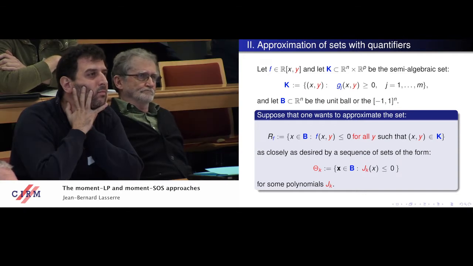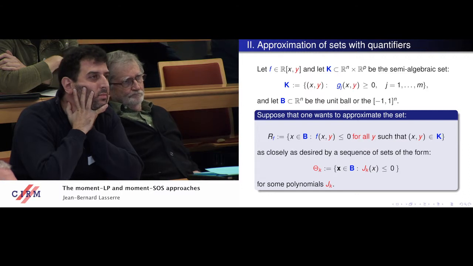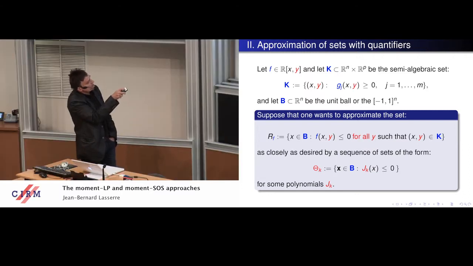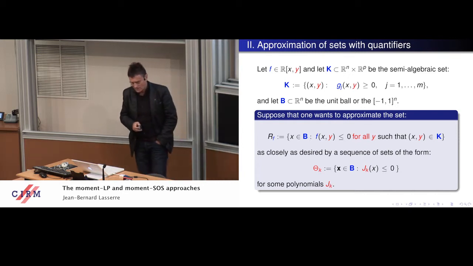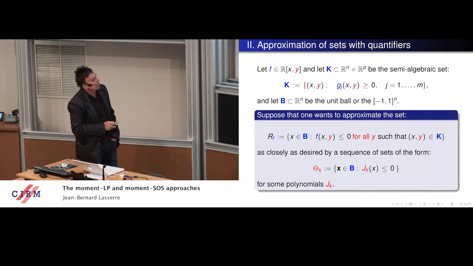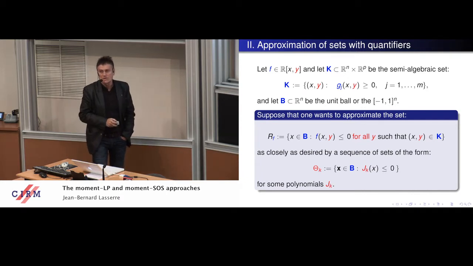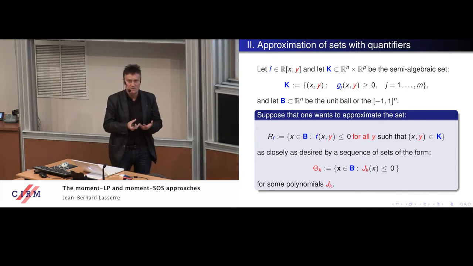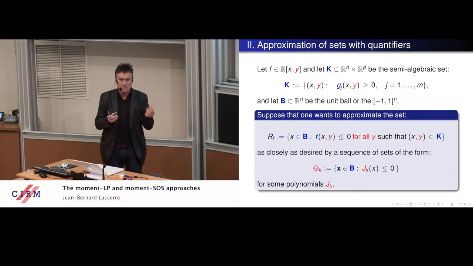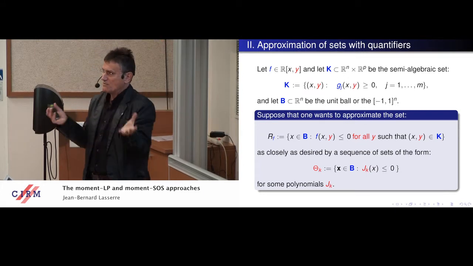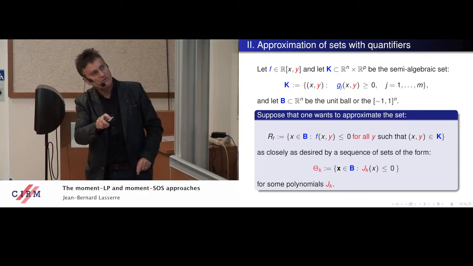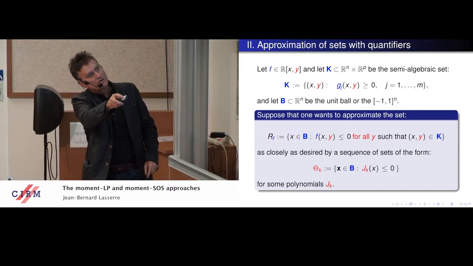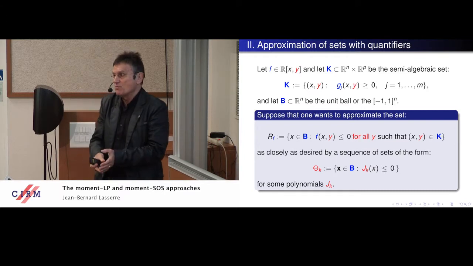It's just a normalization to have the box minus 1, 1. And suppose you have a set like this. You want to find the set of x in B so that f of x, y is less than 0, let's say, for all y such that x, y belongs to K. You would like to approximate this set with a simple set. You would like to eliminate y and have a representation of the set Rf as the sub-level set of a polynomial. So you would like to approximate this set by a set of this form, and you would like the approximation to be good, of course.